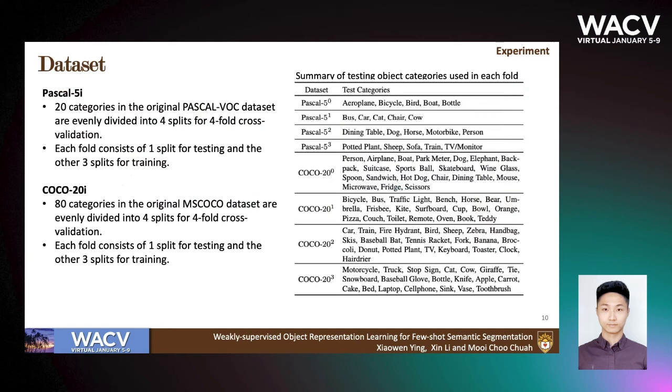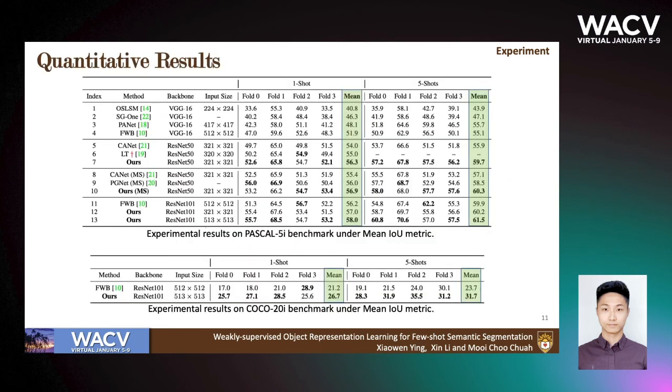We evaluate our method on two public benchmarks for few-shot segmentation. Both Pascal 5i and COCO 20i are constructed in the form of four-fold cross-validation, and there's no overlap of the object categories between training set and the testing set. These two tables show the quantitative results on two benchmarks. We can see that our approach consistently achieves better performance compared to all existing methods in terms of the mean over four-fold cross-validation, which demonstrates the effectiveness of our approach.